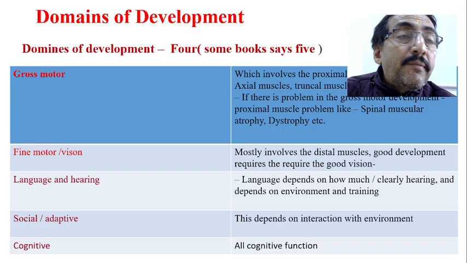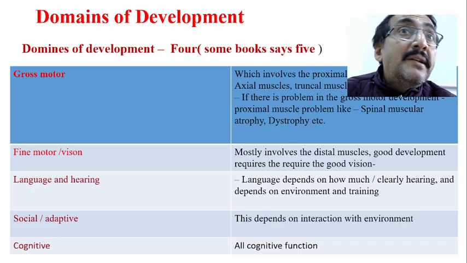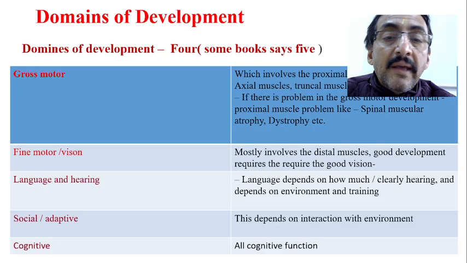So, expressive knowledge and receptive knowledge: language development depends upon this. Therefore cognition is very important, and the importance of cognition is intermixed here.